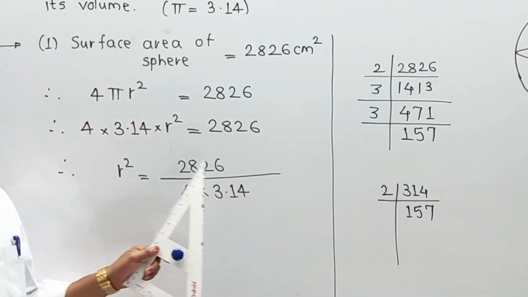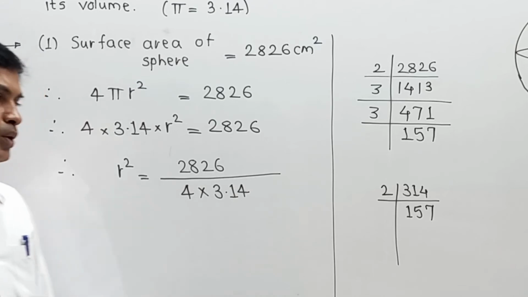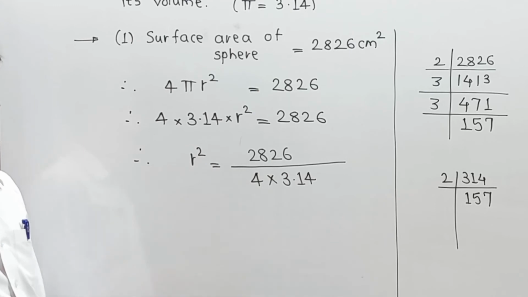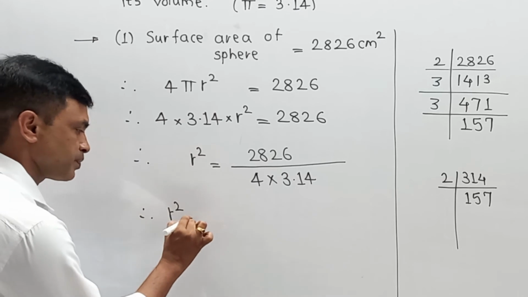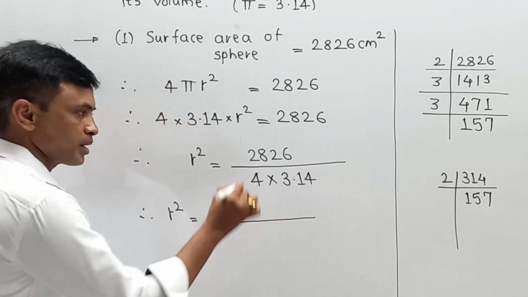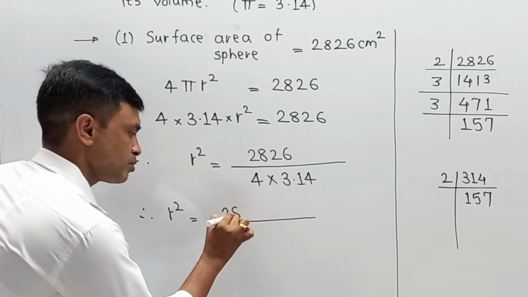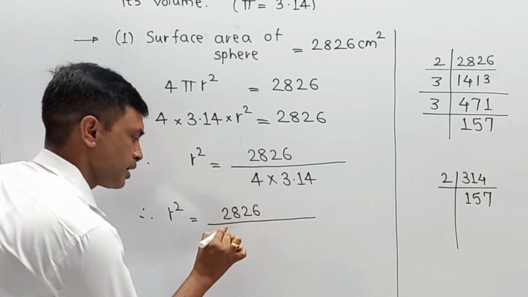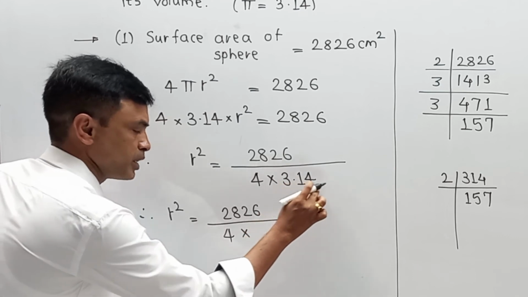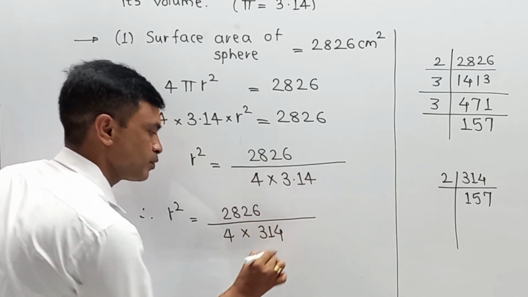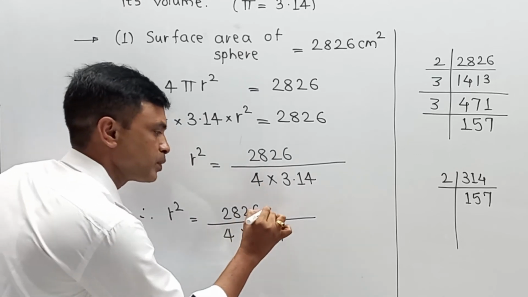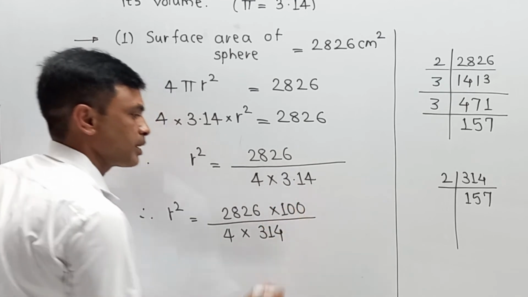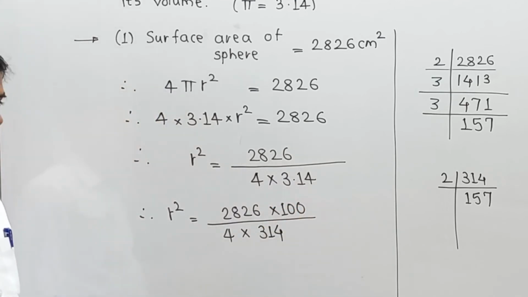Now how to solve this step? Please pay attention over here. There are some steps that you should know properly, and then you can do this simplification. Step first, r square is written as 2826 divided by 4 into 3.14. I am going to write it as 314, and here I am going to write divided by 100. But this divided by 100 shifts over to the numerator and becomes multiplied by 100. This is the first step of modification.